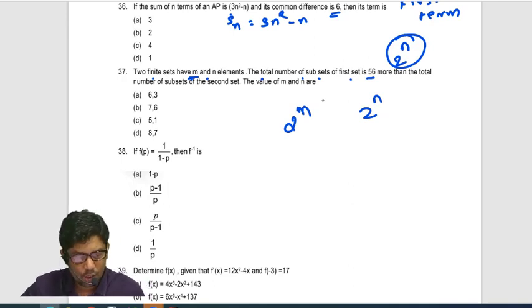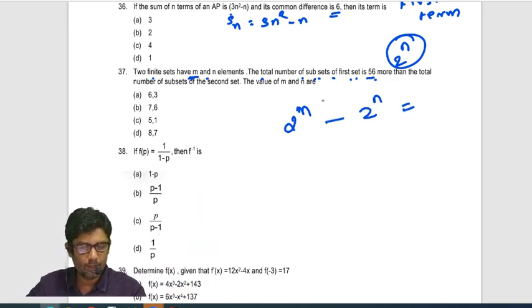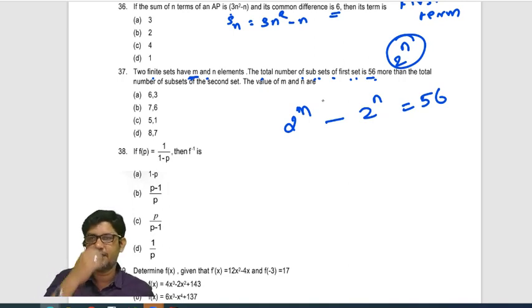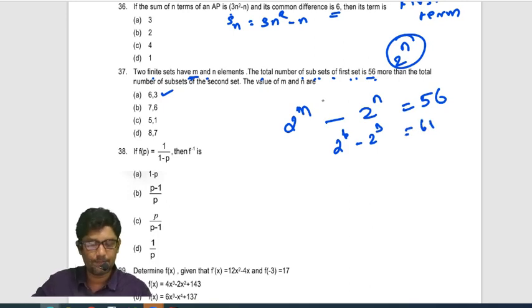What is given? The total number of subsets of the first is 56 more. That means the difference between them is 56. Am I right? They will form this. After that, they'll substitute the values. For example, option A, 6, 3. Substitute 2 power 6 minus 2 power 3. 64 minus 8. Sir, 56 we got it, sir. Answer over.